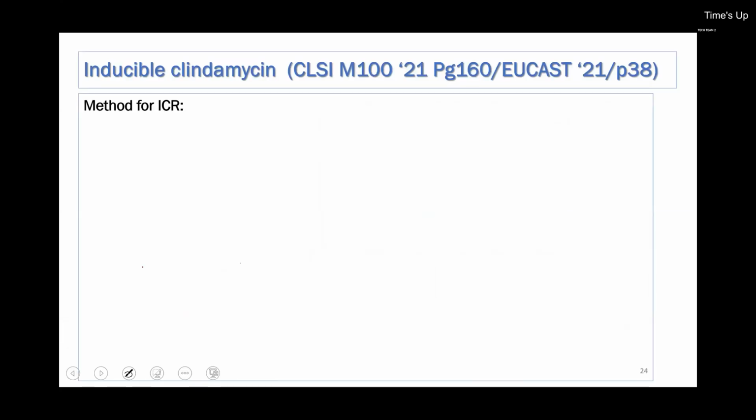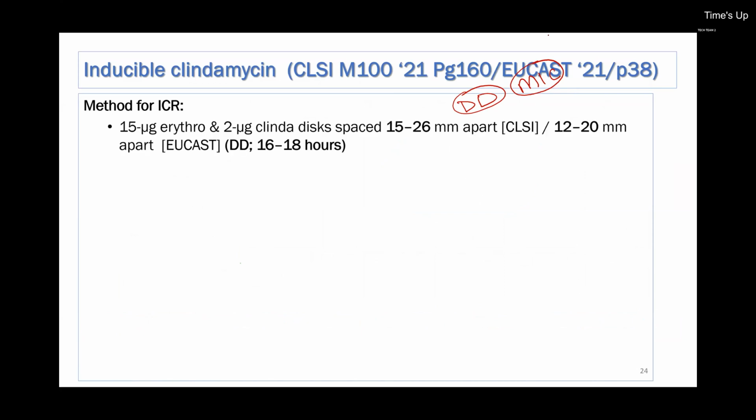Next, we'll discuss inducible clindamycin. Inducible clindamycin can be detected either by disc diffusion or by MIC based methods. Both can be used. So how do we do it? By the disc diffusion method, we use an erythromycin disc and a clindamycin disc. On the agar plate, we place them adjacent to each other. What should be the distance between these two placements?